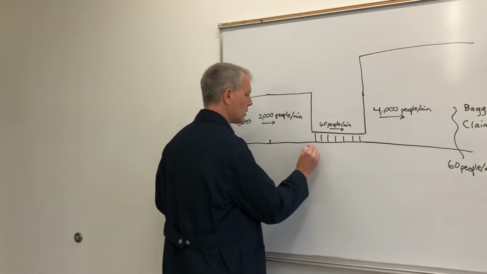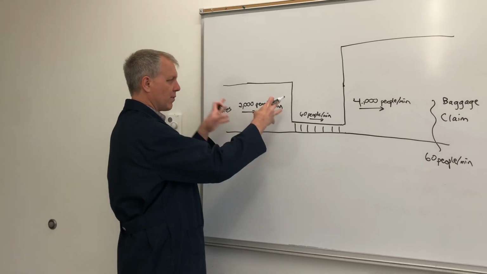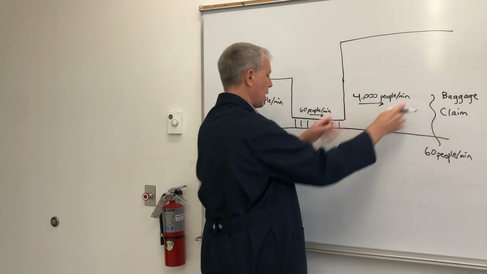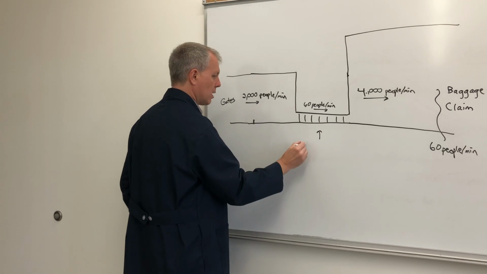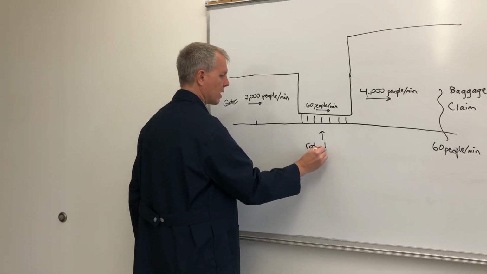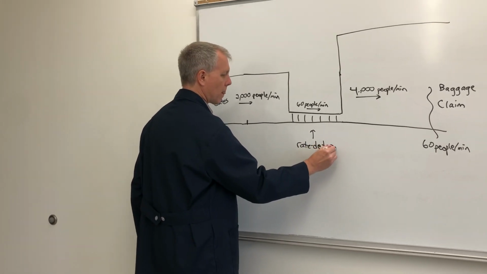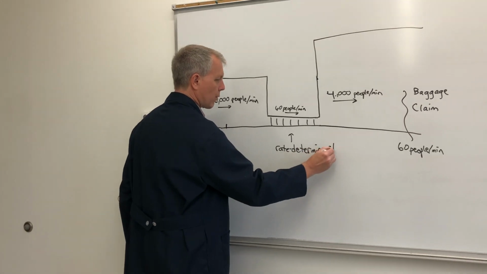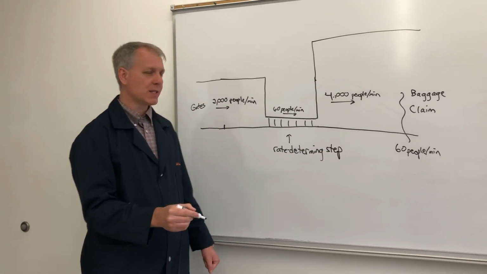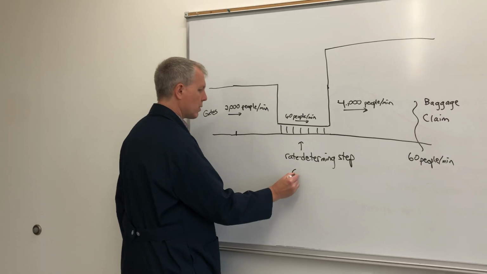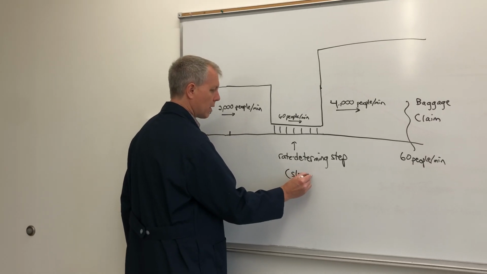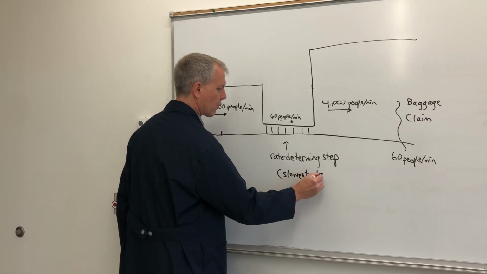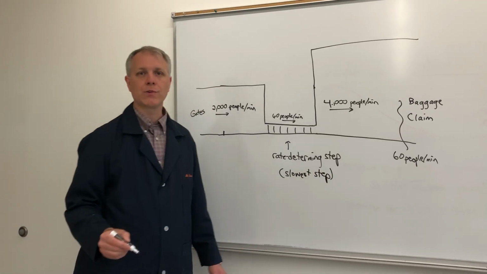So this step in the process here, so we can think of this as like step 1, step 2, step 3, this step in the process is what we would call the rate determining step. And the rate determining step, or the rate limiting step, you'll hear it sometimes called, is always simply the slowest step in the multi-step process. So the overall process can't go any faster than the slowest step.